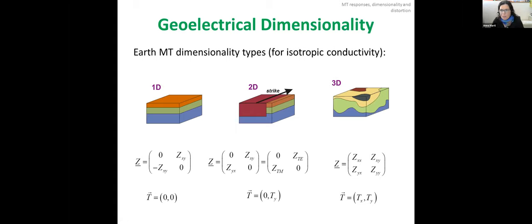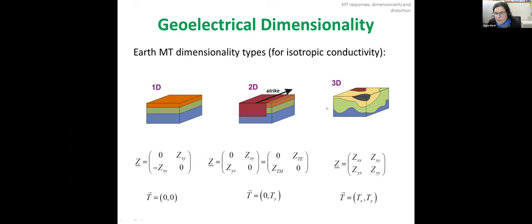For an isotropic conductivity earth, if we have a stratified geoelectrical structure, where the conductivity only changes in one direction, the impedance tensor has only two off-diagonal components, equal but with different sign. And the tipper vector has both components zero. If we have a 2D structure and we make our measures along the strike or parallel to it, the impedance tensor has two off-diagonal components, but this time they are in general different. These are the ones that we identify as the TE mode and the TM mode. And the tipper vector has only one component, which is the one that is perpendicular to the strike.